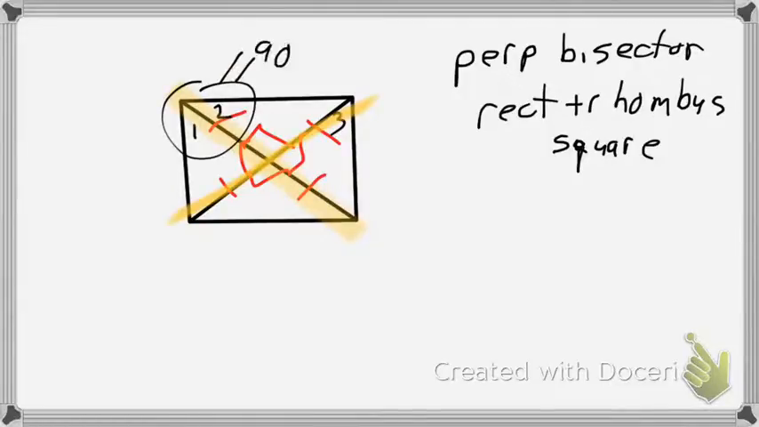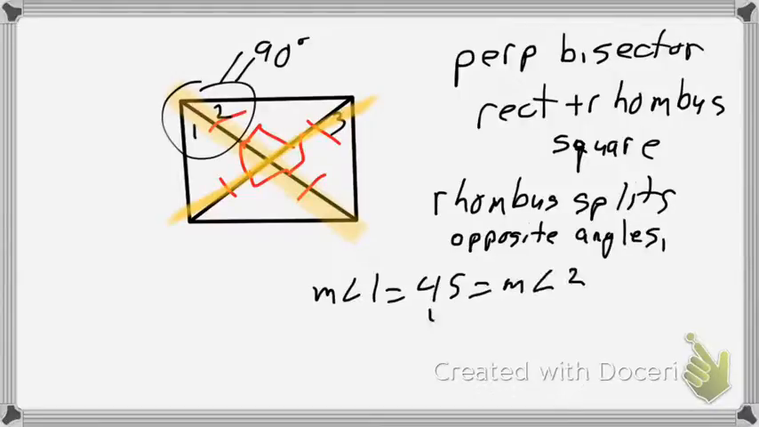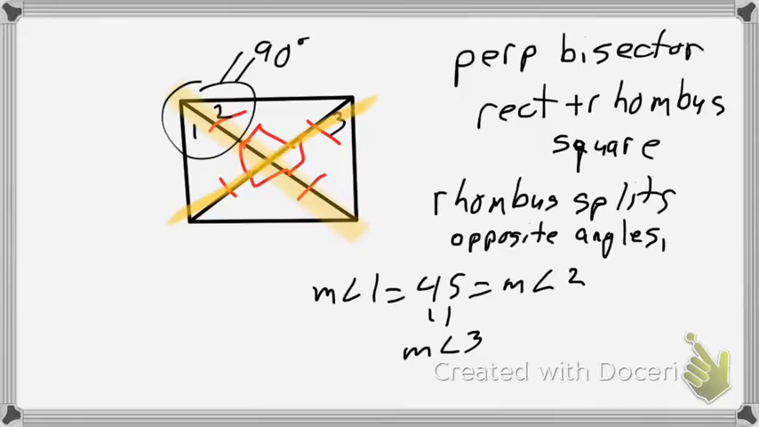Okay, so we know that those two together are 90. We know that a rhombus splits opposite angles. So that means 1, 2, and 3 are all 45 degrees. There you go. See, 45 degrees, all three of them. Neat little thing there. Okay, so now we're going to go on to number 15.